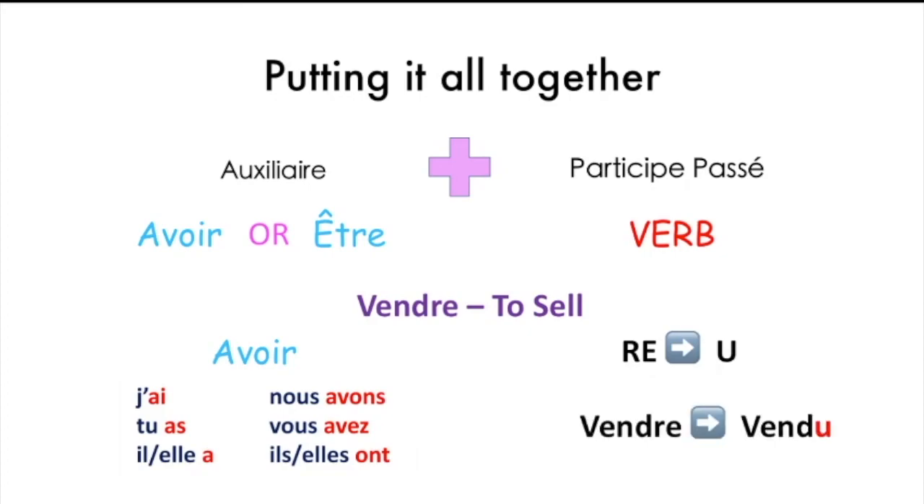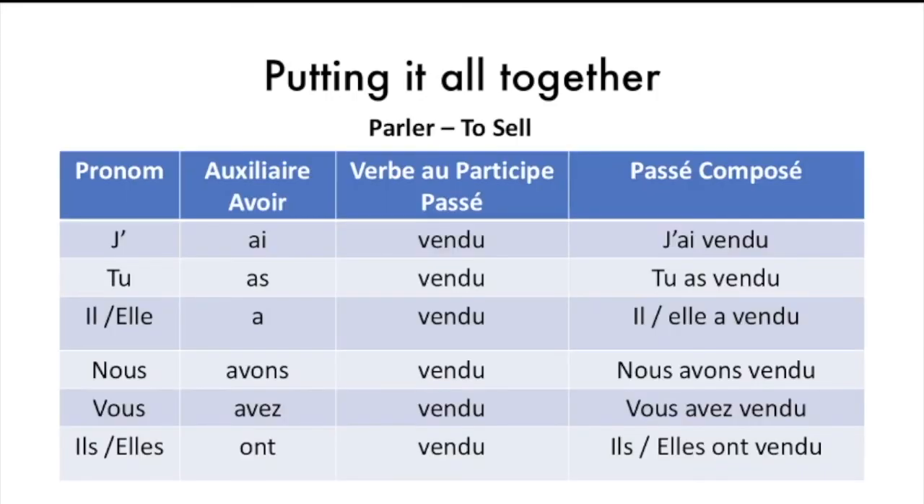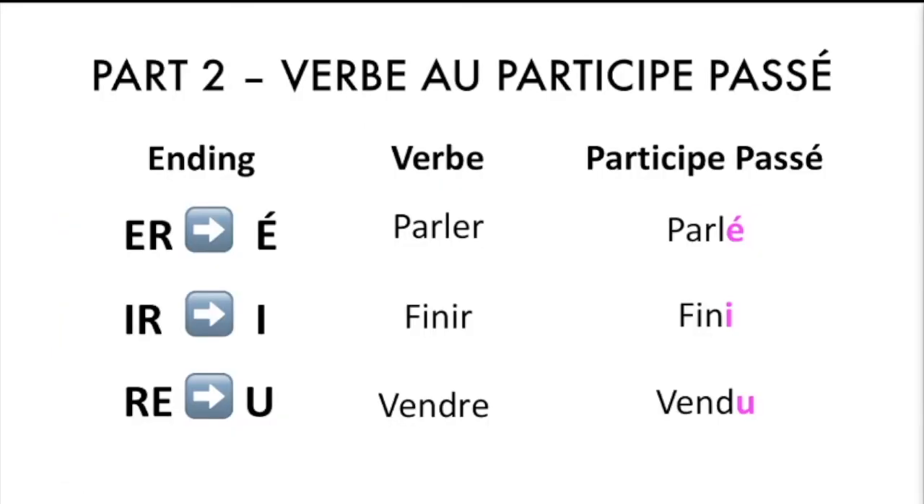So we have vendu. And when we put it all together, we have j'ai vendu, tu as vendu, il, elle a vendu, nous avons vendu, vous avez vendu, ils, elles ont vendu. So you can see why, like I said, this is one of my favorite verb tenses. It's actually one of the simplest verb tenses, in my opinion, to learn. As long as you know avoir and être, and you can remember these three changes that happen: ER goes to é, IR goes to I, and RE goes to U. You're all set with this verb tense.